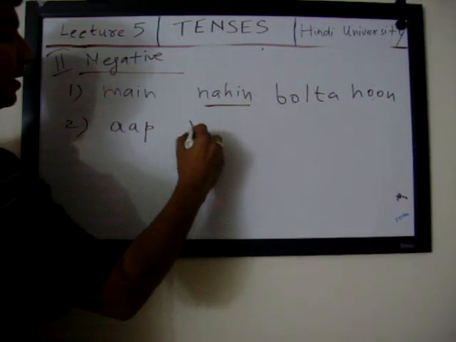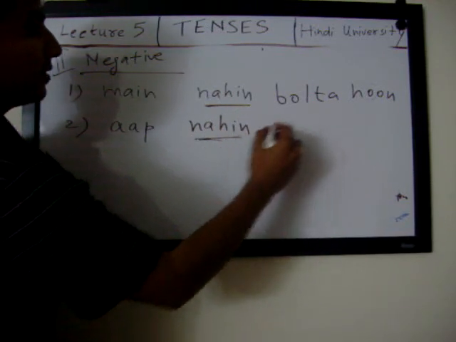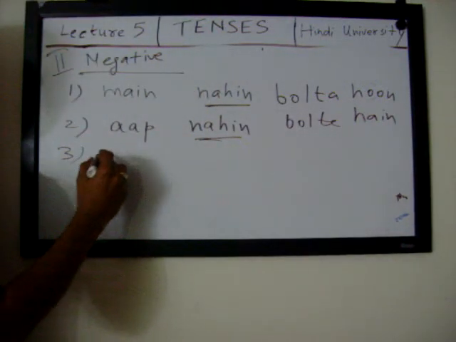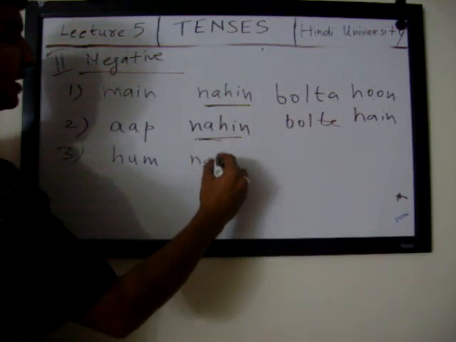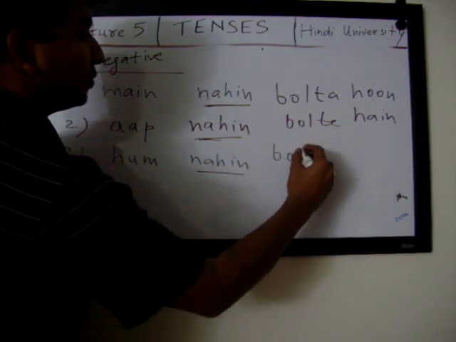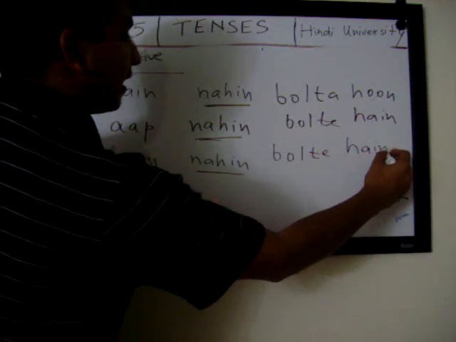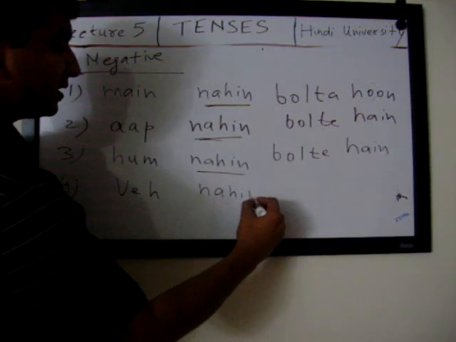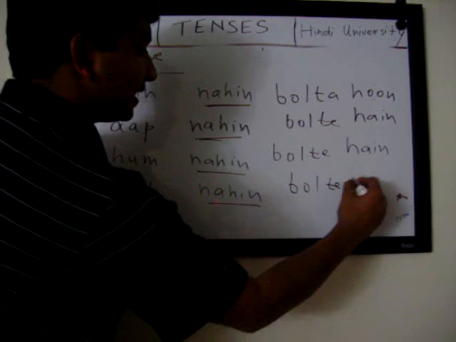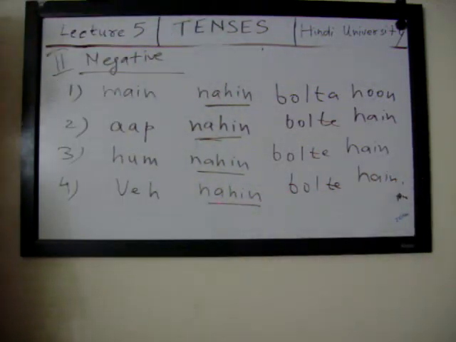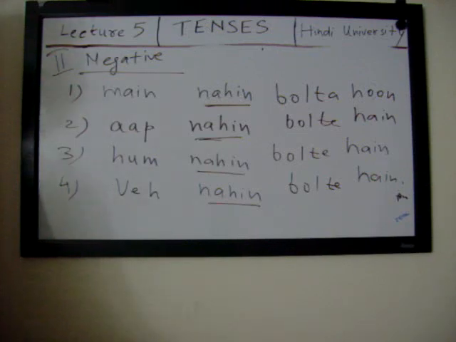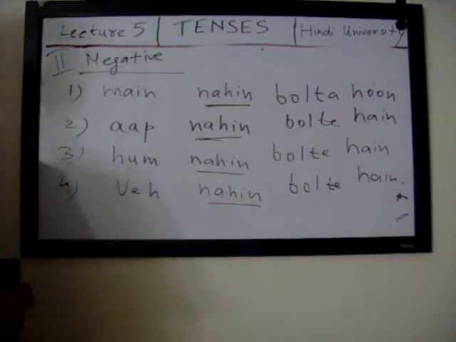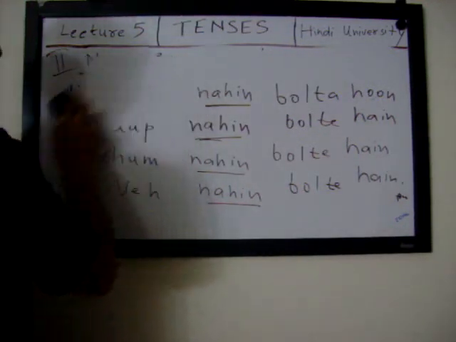आप नहीं बोलते हैं. Third one is हम नहीं बोलते हैं. Fourth one is वे नहीं बोलते हैं. Easy, right? I mean, four new sentences, so it's very easy to remember them. Write them down, please. After this variety let's do the question.